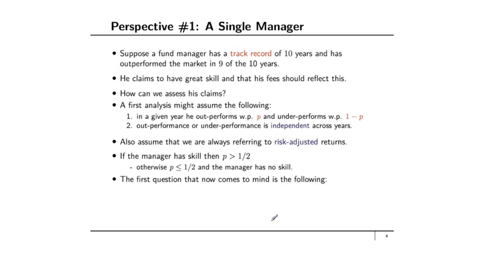So a first analysis might assume the following. In a given year, he outperforms with probability p, and underperforms with probability 1 minus p. And by the way, when I say outperform, I mean outperform relative to the risk the manager is taking on. So I'm talking about risk-adjusted returns here. Outperformance or underperformance is assumed to be independent across years. If the manager has skill, then p is greater than a half. Otherwise, p is less than or equal to a half, and the manager has no skill. So the first question that now comes to mind is the following.